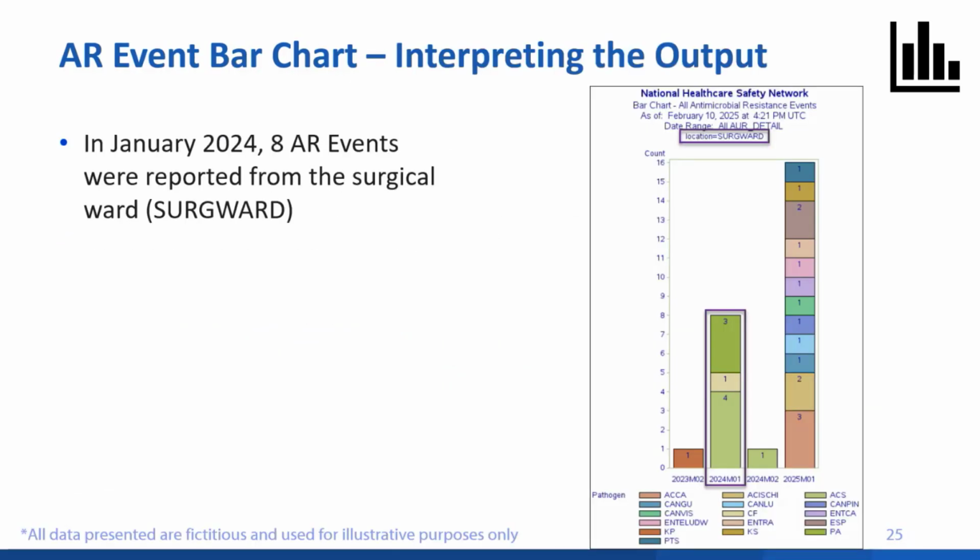So this is a screenshot of what the bar chart looks like. To interpret the output in this example, looking above the bar chart in the header section, it's highlighted in purple. We highlighted the location, which was surge ward, which is our surgical ward in this facility. Looking at the x-axis, or the horizontal axis, we have highlighted January 2024 in the purple box. In January 2024, 8 AR events were reported from the surgical ward. That's how you read this.